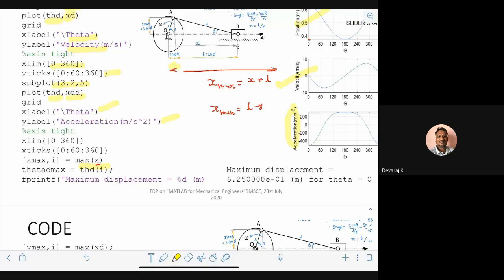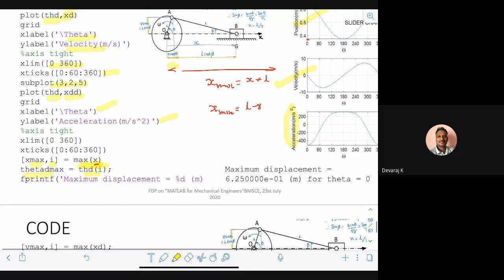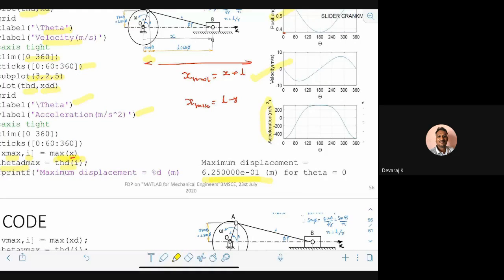Okay, for that purpose, what you need to do is, you can say the output of max of X is X max and the corresponding location I, meaning at what vector location that value is. And at that value of I, what is theta? If you say that, you will get both X max and theta max, and that's what you get here. Maximum displacement happens when theta is equal to 0 degrees is the output.